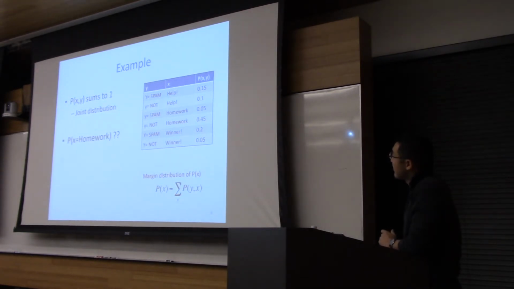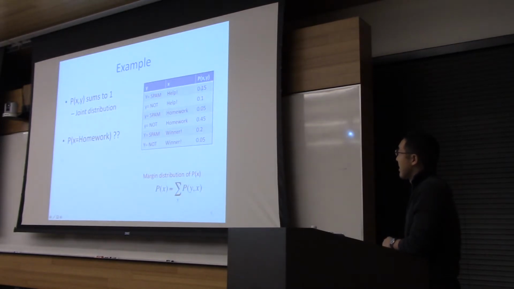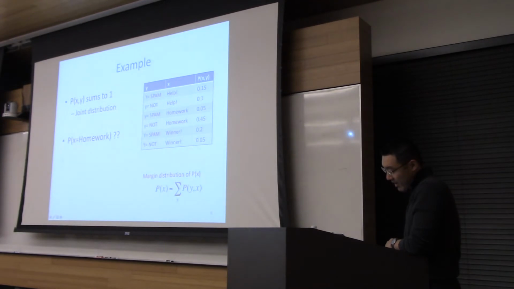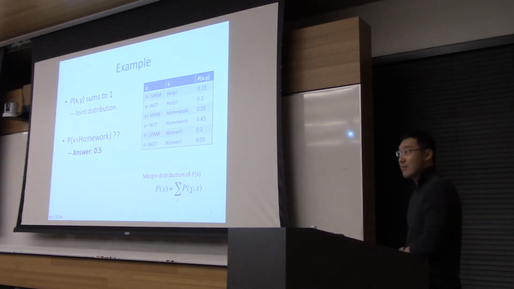Given this model, first of all, we observe that it's an actual probability distribution, so it sums to 1. That's a requirement of it being a probability distribution. Now we can ask a question like, okay, what is p of x equals homework? We can just compute that by marginalizing out the y variable. We have this p of x comma y, we sum over all possible y with the same x, where x equals homework, and we get the answer 0.5.